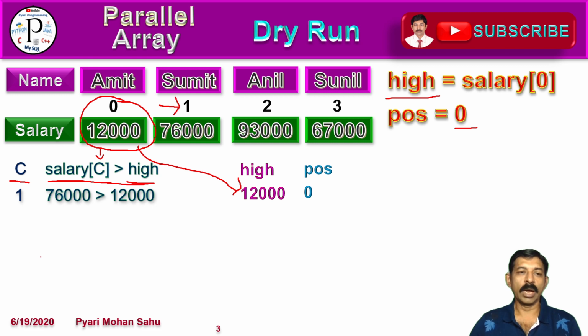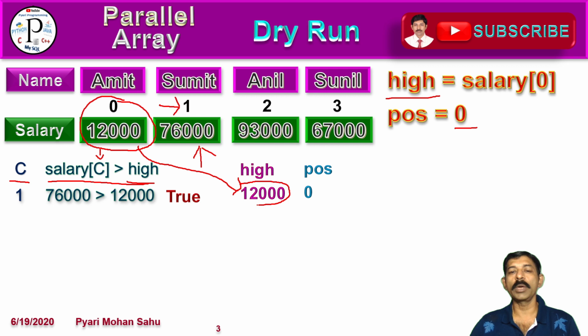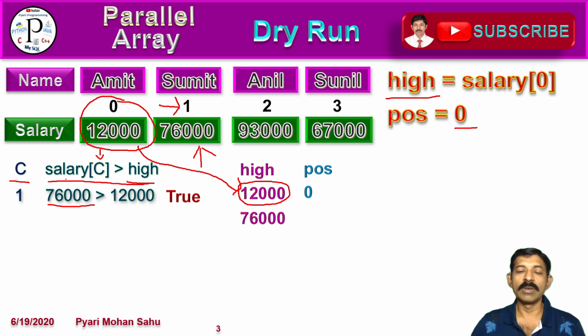And here I will check the current index position value. C is 1. So salary of the one position contains 76,000, which is greater than 12,000. It is true. If it is true, this one is no more correct. It has to be updated with 76,000, which is available in salary of 1. So I will say high is equal to salary of C position, because this is my C position, and this position was wrong also, and I will update this one. So it is also updated with the C value, because C is the current index position. After this, I will increase the C index position.